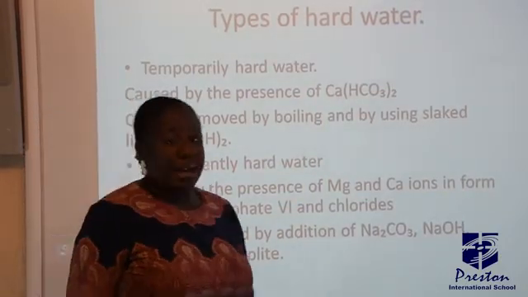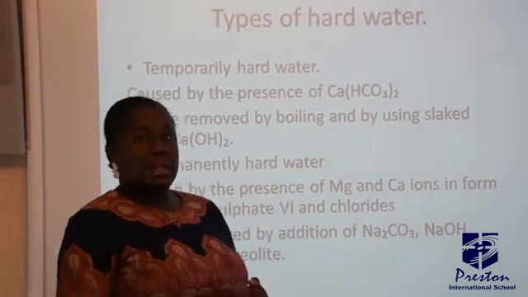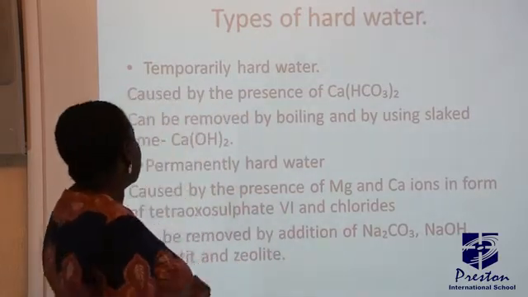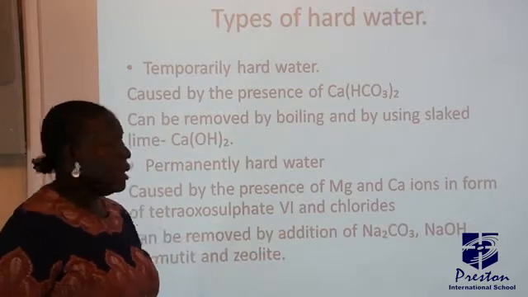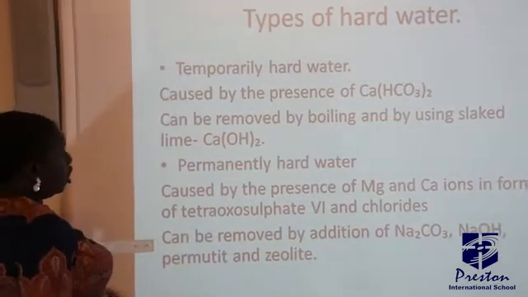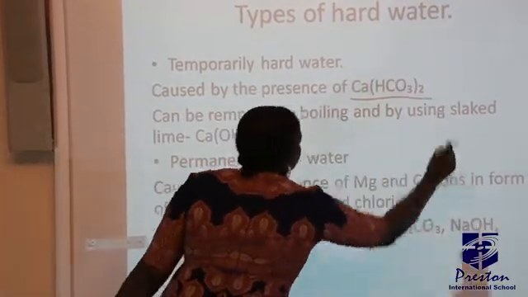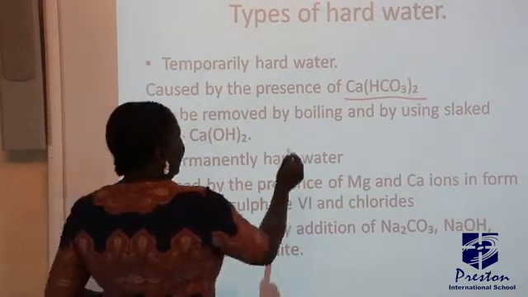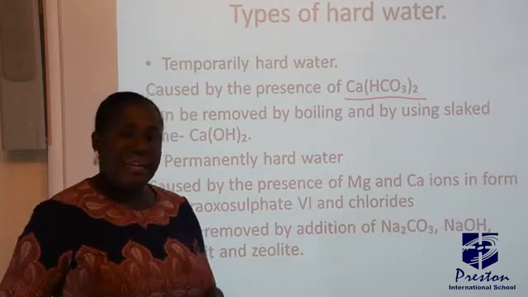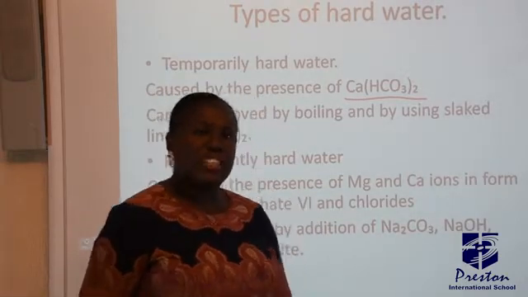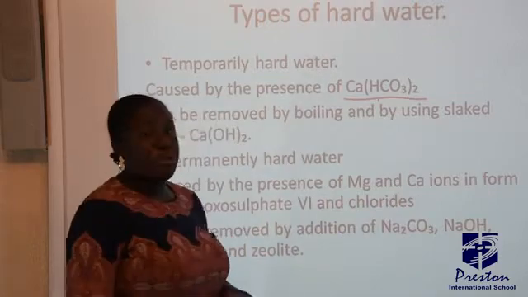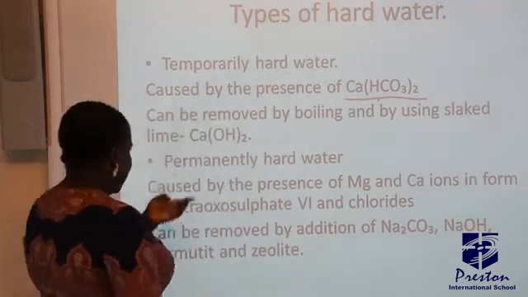Types of hard water. We have the temporarily hard water and the permanently hard water. Now I'm going to start with the temporarily hard water. This is caused by the presence of this substance in a sample of water. And this can be removed by boiling. By the time you boil, application of heat is going to cause the decomposition of the substance. Also, it can be removed by the addition of slaked lime.